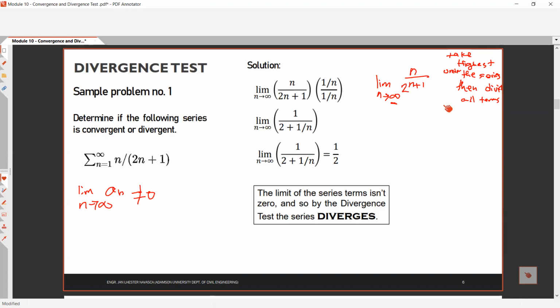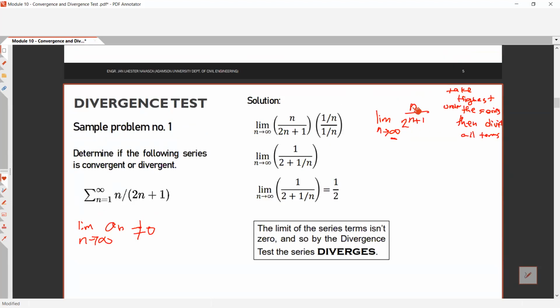So ano ba yung highest order ng series? So yung order ng n is 1, ang order ng 2n is 1 pa din. So therefore, the highest order of the series is 1. So therefore, we will divide all terms by 1 over n. Kasi yung highest order natin is n raised to 1, so di-divide natin siya ng 1 over n raised to 1. Lahat yan ipapandivide natin to.